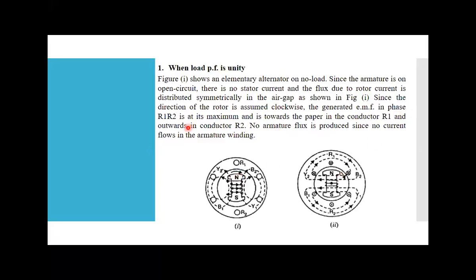So the generated EMF in phase R1 and R2 is at maximum, because first of all the N pole is exactly at R1 and the S pole is exactly at R2. When it rotates and comes to B1 and B2, then my B1 and B2 are at maximum. Then Y1 and Y2 will be at maximum value. Due to that, my three-phase EMF is generated. You are aware about the three-phase voltages.